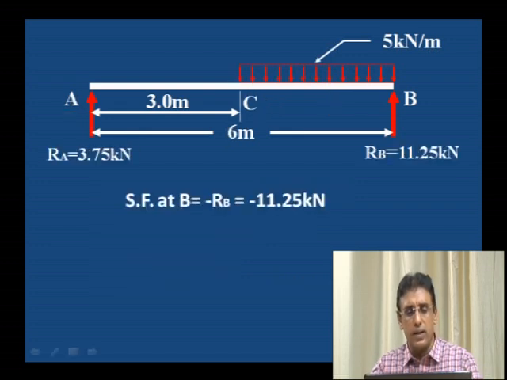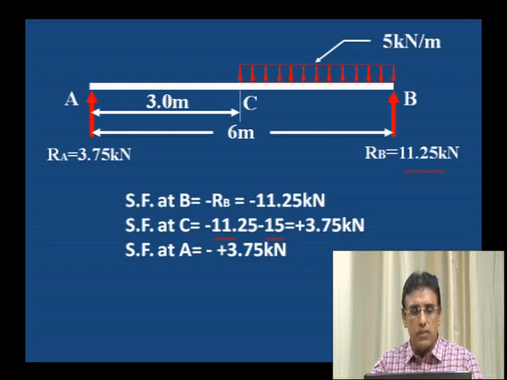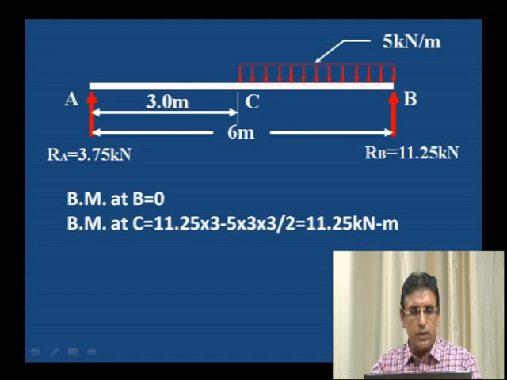Then we can calculate the shear force. Shear force at B is equal to 11.25, the RB value. Shear force at C is equal to the previous RB value minus 15. How did we get the 15? 5 into 3 is the value of the load. Then shear force at A is 3.75, that is the RA value. Then bending moment also we can calculate in a similar way as in the previous problem. That is, bending moment at C is 11.25, and bending moment at A is 0.